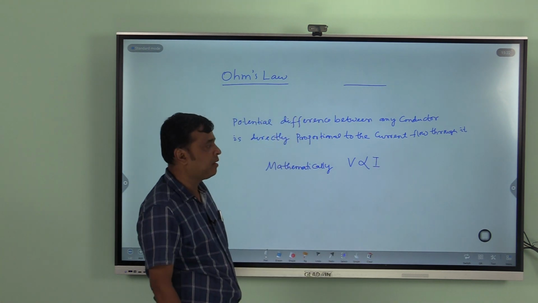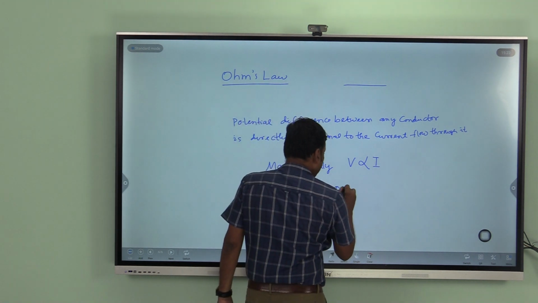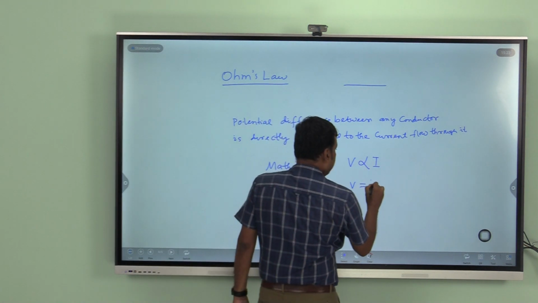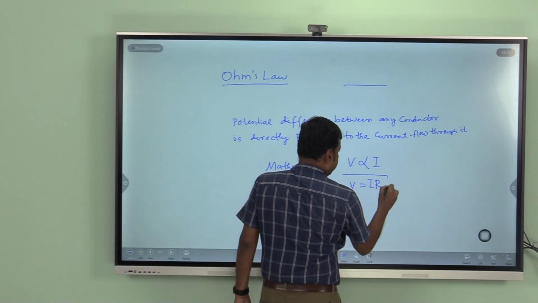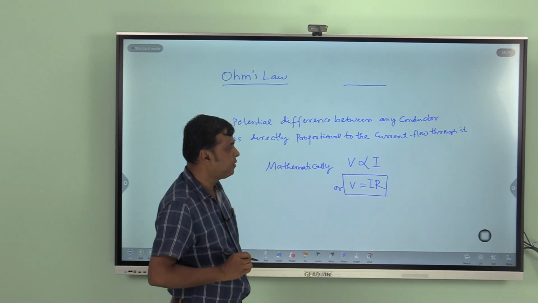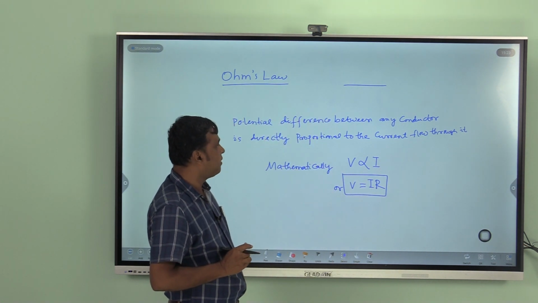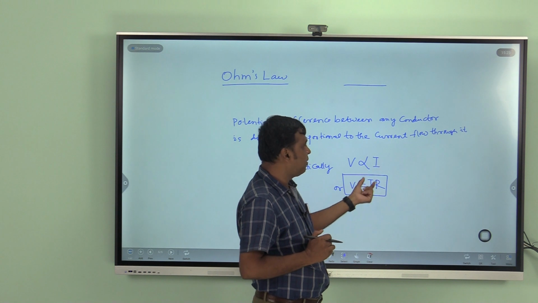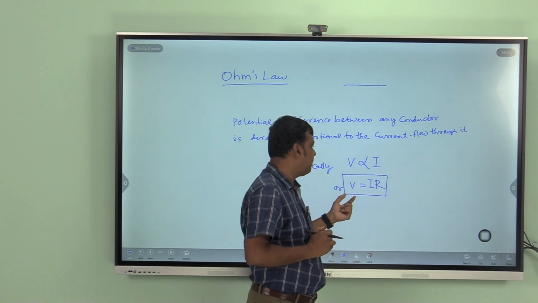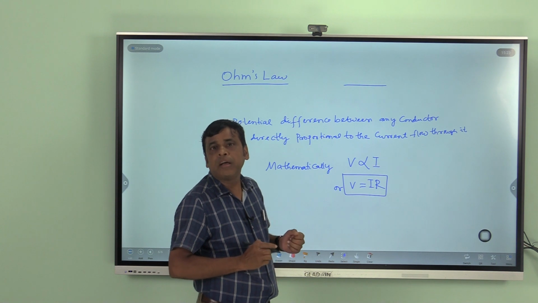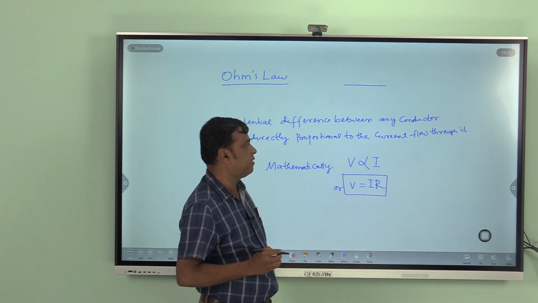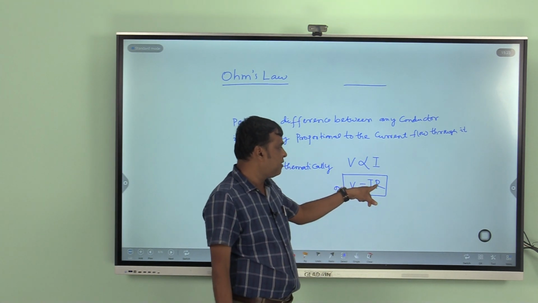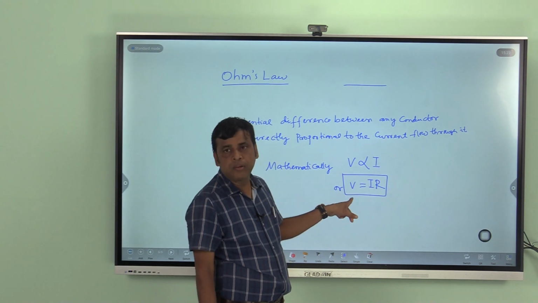V is proportional to I, or V equal to, with a proportionality constant, the resistance, V equal to I into R. So voltage V equal to current into resistance. Ohm's law states that the potential difference between any conductor is directly proportional to the current flow through it, or V is directly proportional to I and V equal to IR, where R is the resistance or proportionality constant. If the current and resistance are given, you can find out the voltage V equal to I into R.